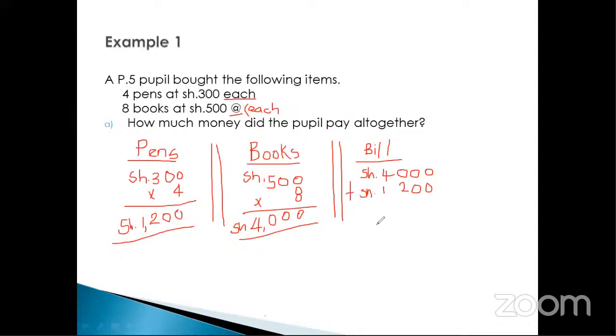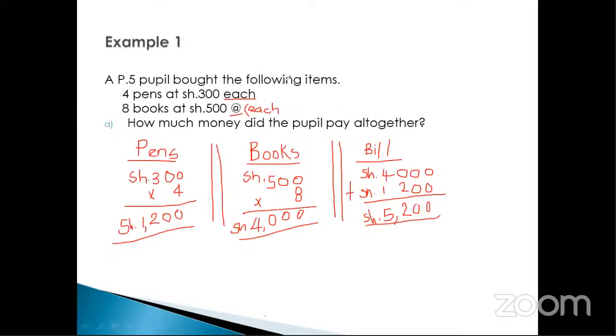Already you are talking, so let's continue with you. 0 plus 0 is 0. 0 plus 0 is 0. 0 plus 2 is 2. Good. 4 plus 1 is 5. So how much money have we spent all together? 5,200 shillings. Good. So that is our total bill, our total expenditure.